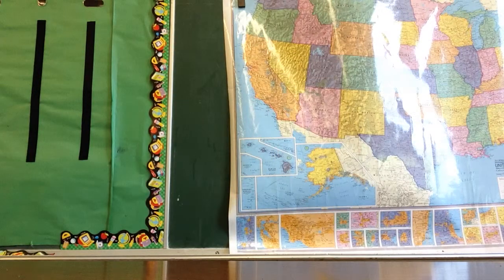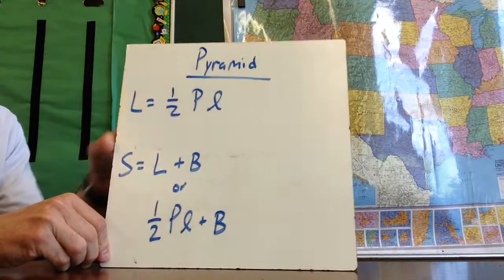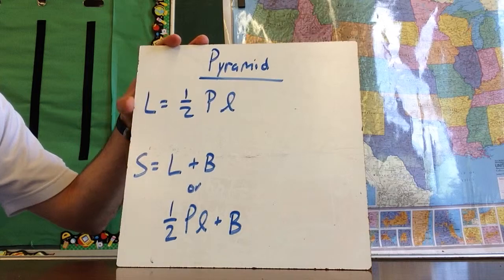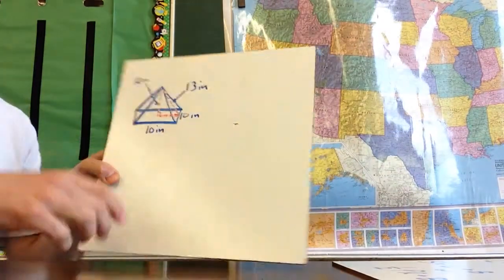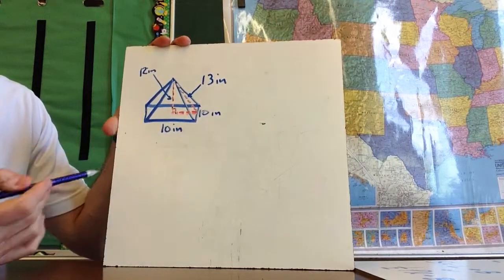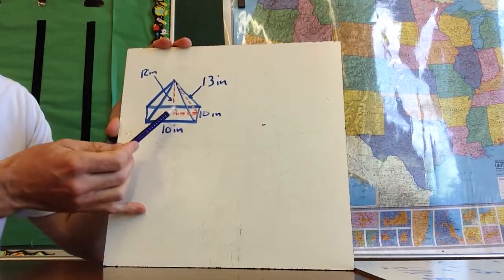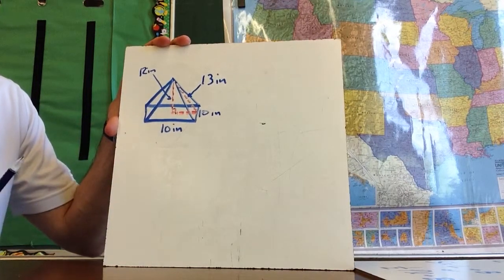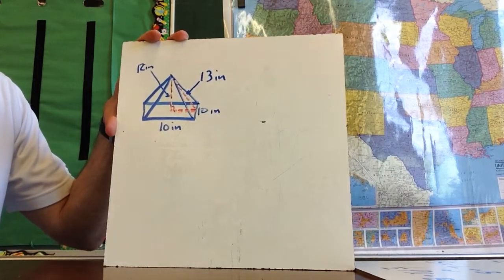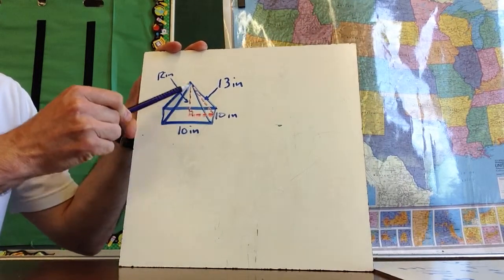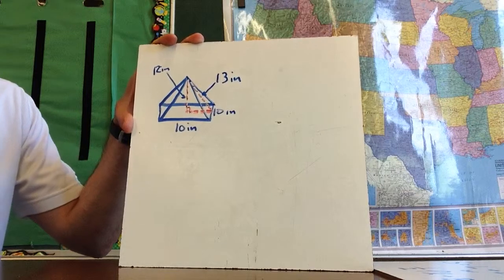All right, we're going to start by using these formulas as we find the lateral area and surface area of a pyramid. If this is my pyramid, it has a square base that's 10 all the way around. This is the height of the pyramid, which is 12, which in this particular problem is additional information that you don't necessarily need. And this is the slant length, and that length is 13.